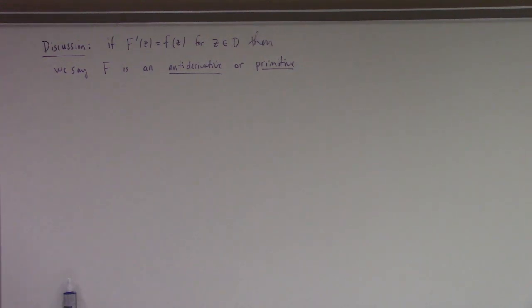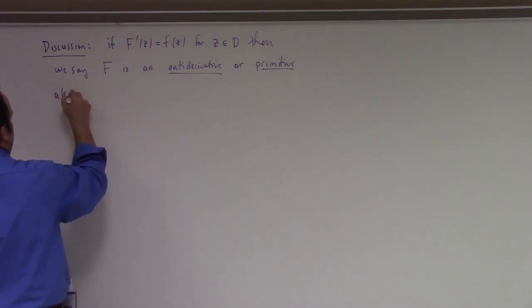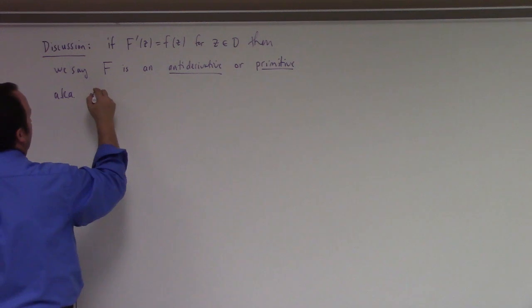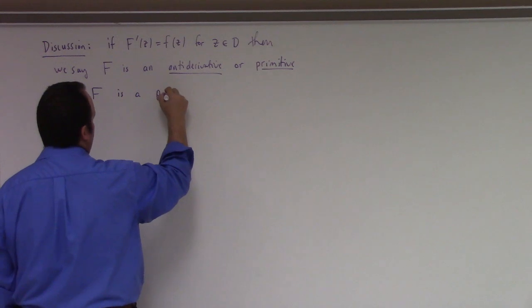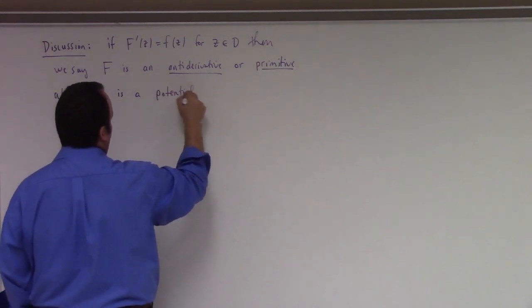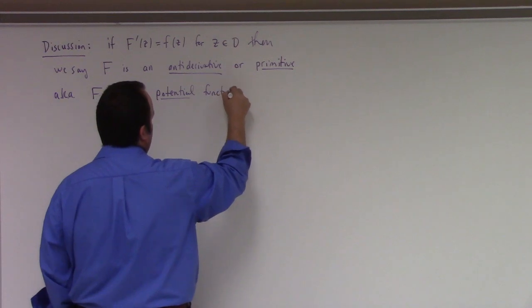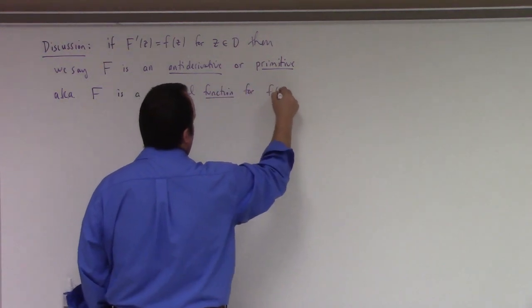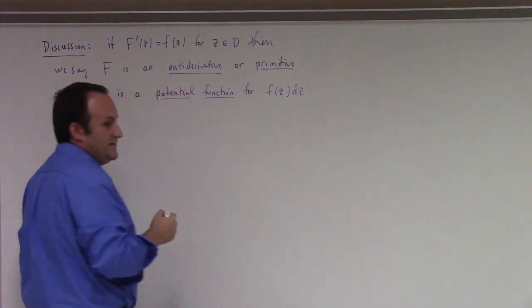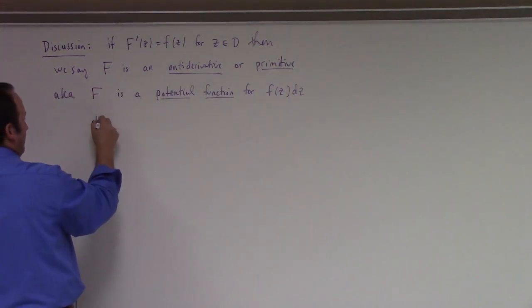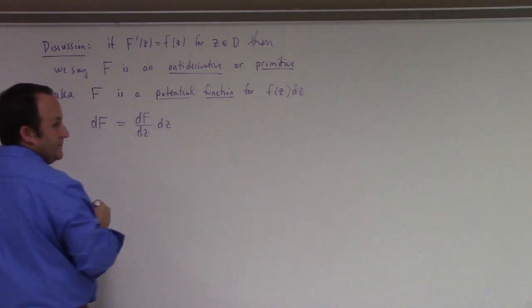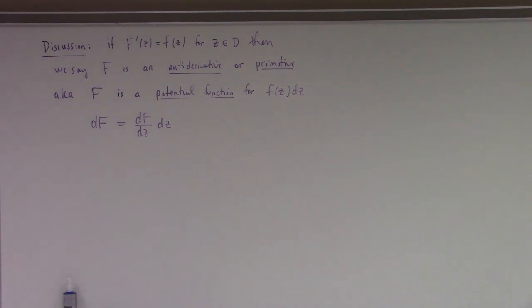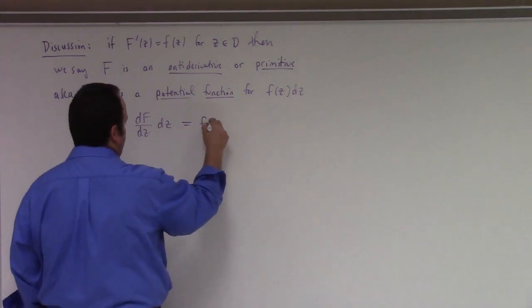But there's another way we could attack this. We could also say, AKA, F is a potential function for f(z) dz, in the sense that dF is (dF/dz) dz. And so if F is an antiderivative or primitive, that means that we're looking at dF as f(z) dz.